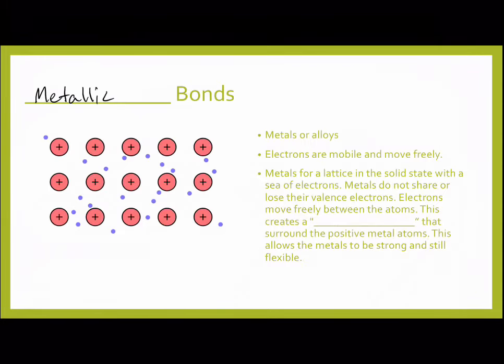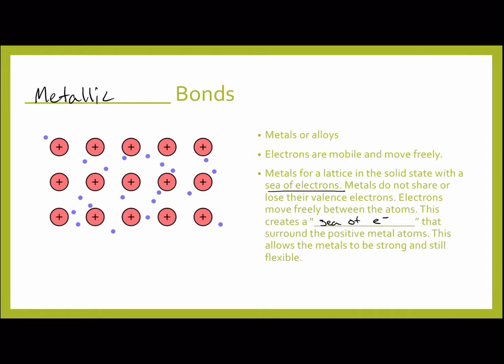Our next type of bonds are metallic bonds. This happens between metals and alloys. The electrons are free to move, and they're mobile. The metals themselves are going to form a lattice in the solid state, and they have a sea of electrons. They don't necessarily share or lose their valence electrons, but the electrons just move around, and this creates a sea of electrons that surround the positive metal atoms.